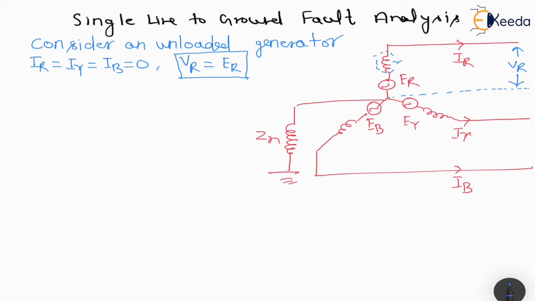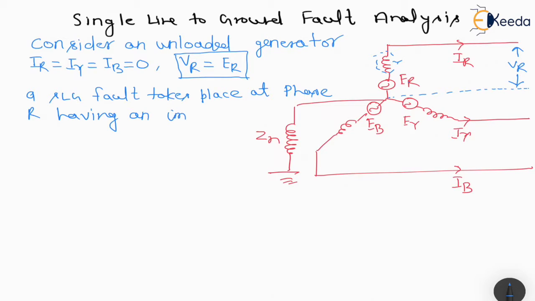Now what happened is a single line to ground fault takes place at phase R, having an impedance ZF like this. This is the impedance ZF and this is the fault ground.